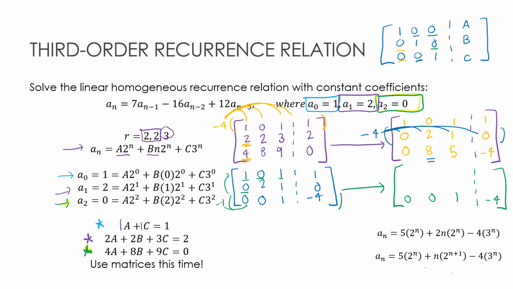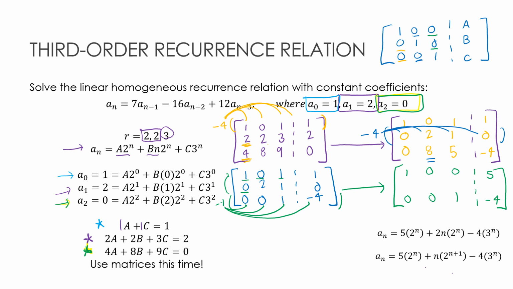Negative 1 times 0 is 0, plus 1 is 1. Good, I didn't mess up my 1. Negative 1 times 0 is 0, plus 0 is 0. I didn't mess up my 0. Negative 1 times 1 is negative 1, plus 1 is 0. And negative 1 times negative 4 is positive 4, plus 1 is 5. So far, I've been very successful.